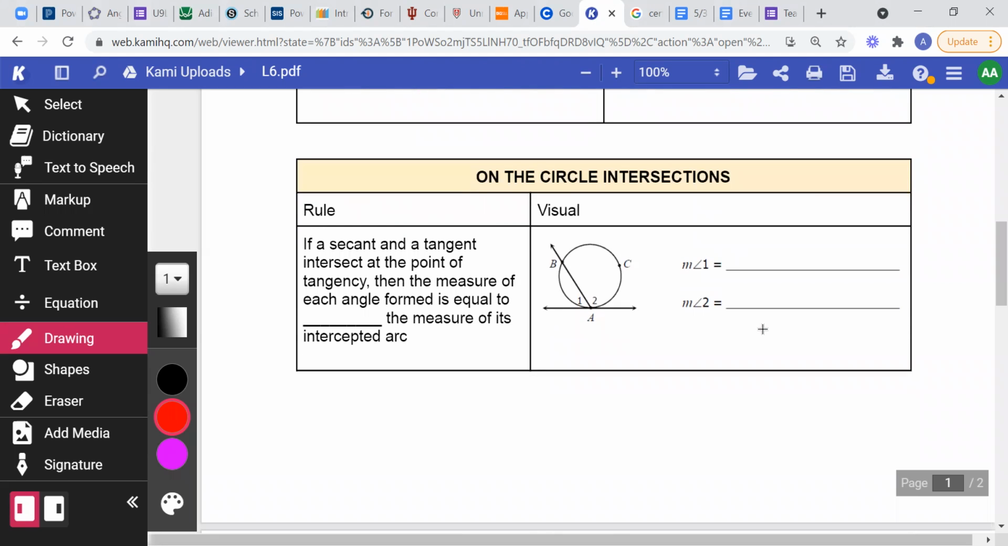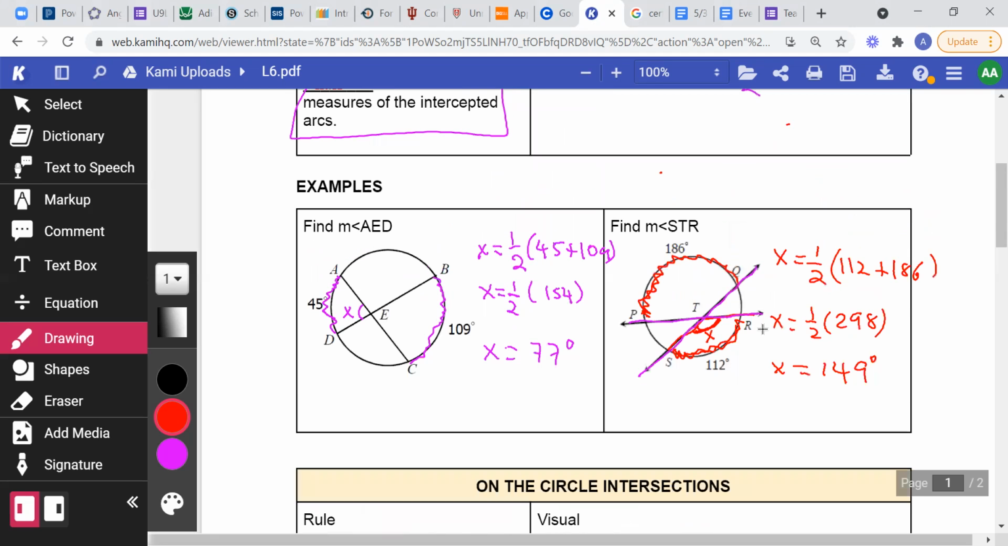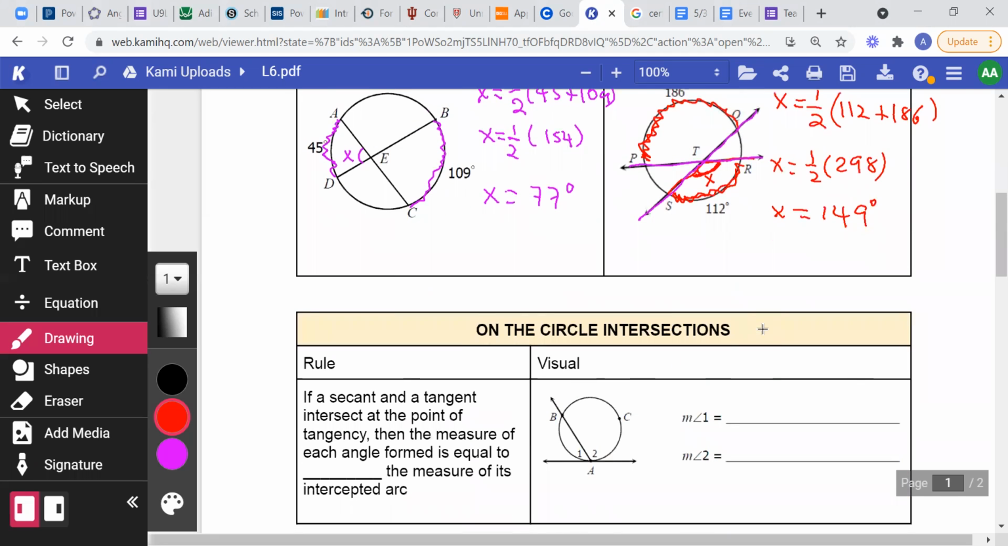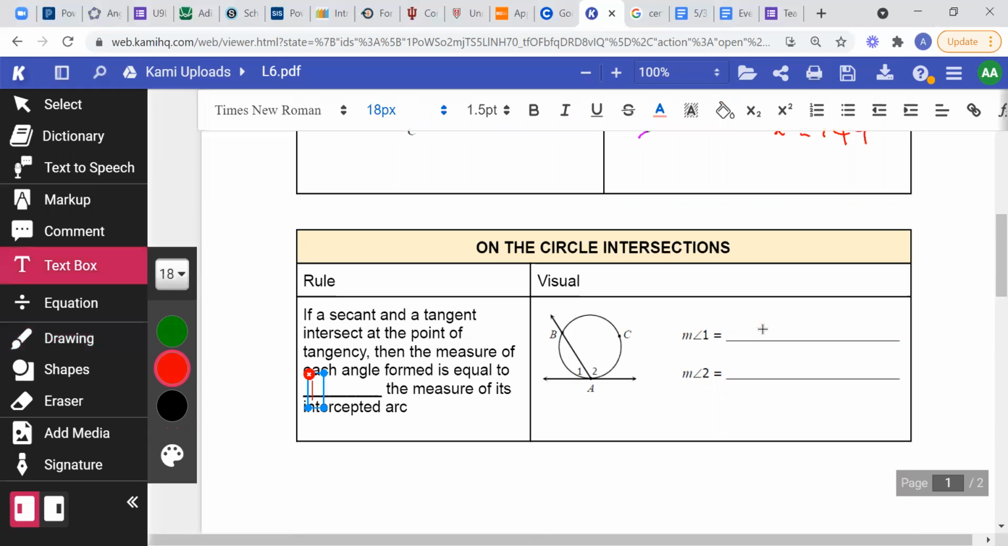But this time around, the first one was about when they intersect inside. What about if they intersect on the circle, which means somewhere around the tangent? So here the rule says, if a secant and a tangent intersect at the point of tangency, then the measure of each angle formed is equal to half the measure of the intersecting arc. These are just statements that are facts, so you only need to apply them.